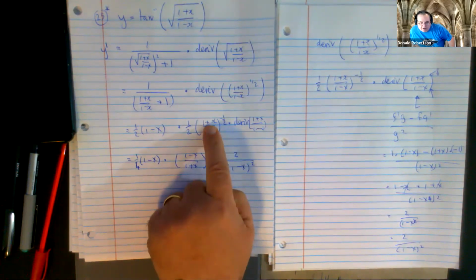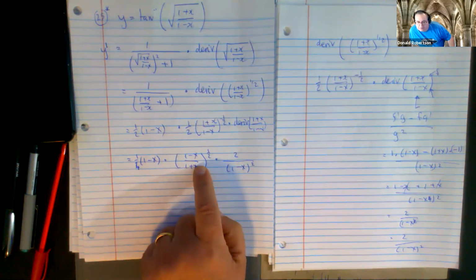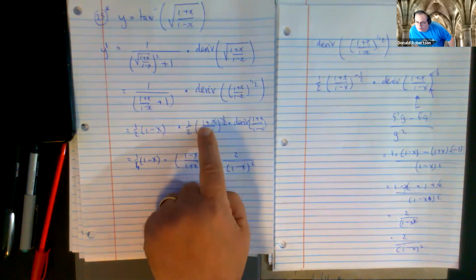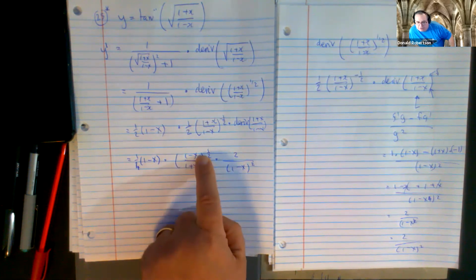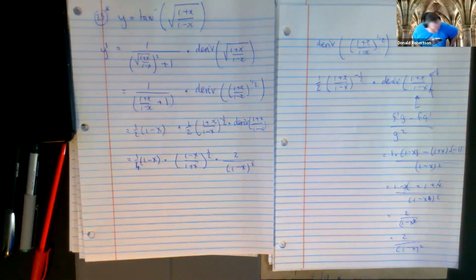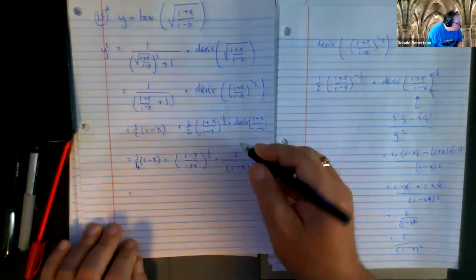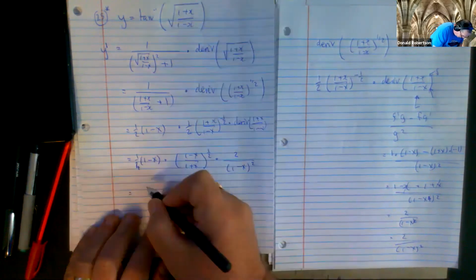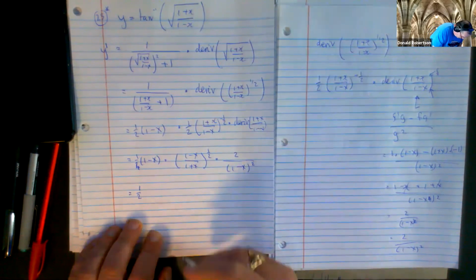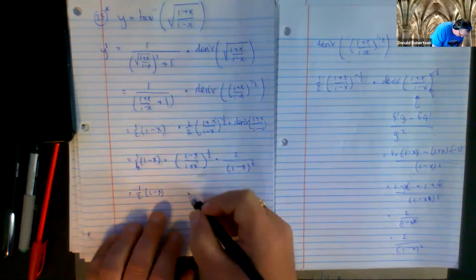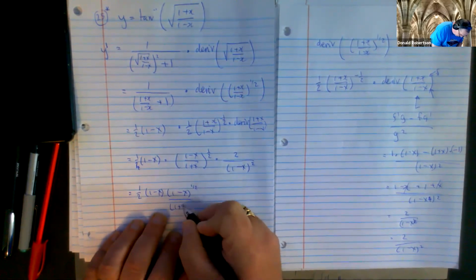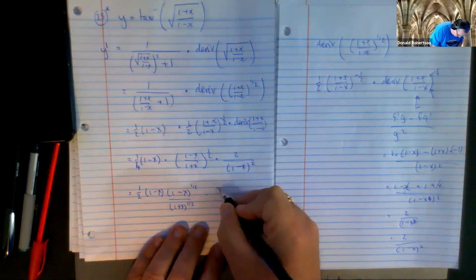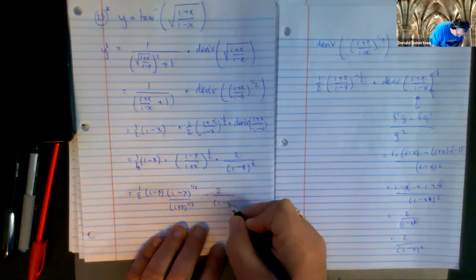Can you see this negative a half power has now been turned into a positive a half power? You see this? 1 plus x over 1 minus x to the negative a half has been rewritten as 1 minus x over 1 plus x to the plus a half. This 2 cancels with that and leaves me with a half. That's good. I have a 1 minus x, I have a 1 minus x to the half, I have a 1 plus x to the half, I have a 2, and I have a 1 minus x squared.